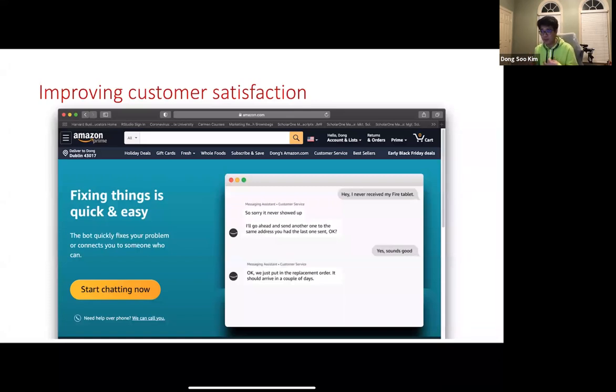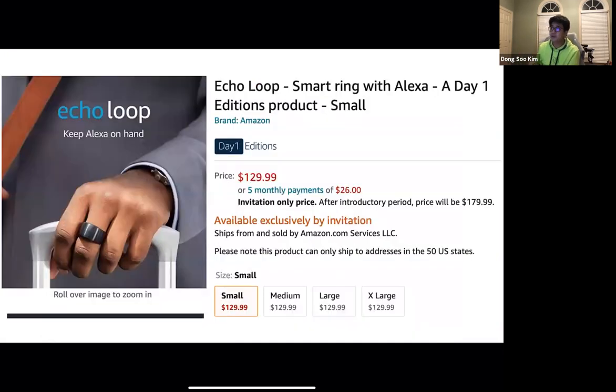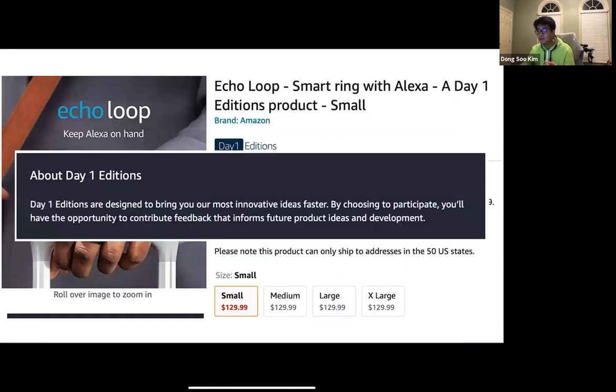Firms can communicate with customers in the product development stage as follows. Amazon introduced a new wearable device called Echo Loop. This is a ring-type device where customers can call Amazon Alexa by talking to the ring. But this new device has not yet been introduced to the public. Amazon is still developing the device.